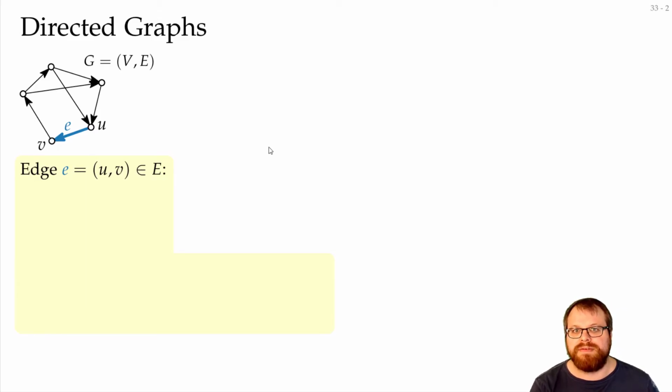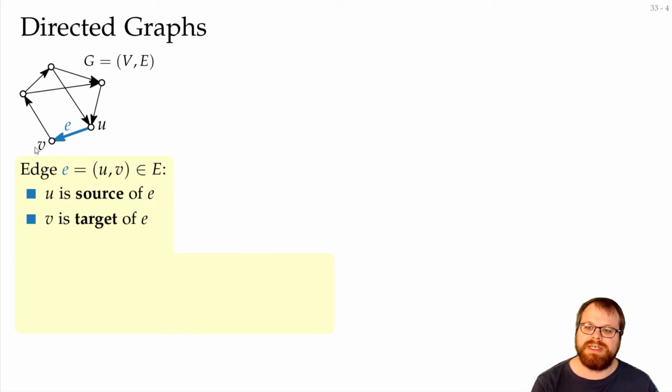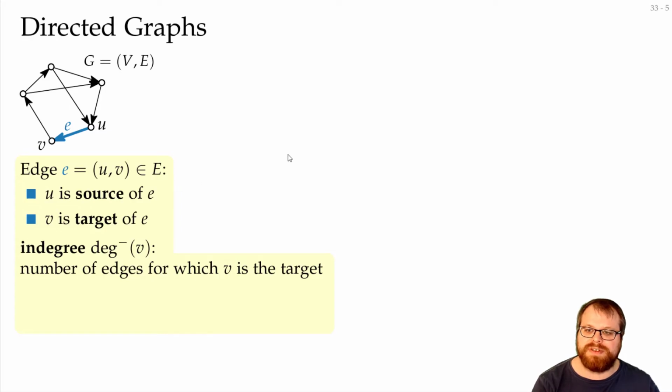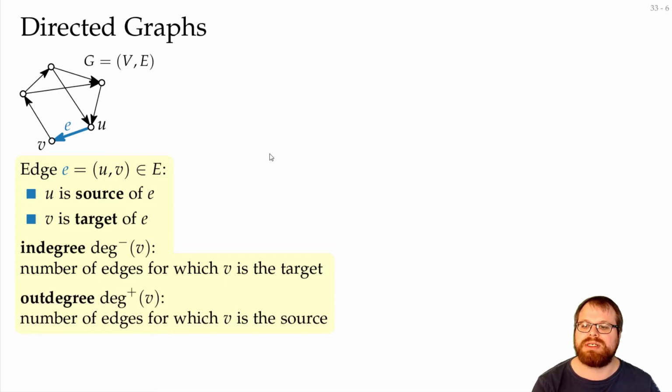And in addition to the definitions on the previous slide, we also say that U is the source of this edge and V is the target. So an edge always goes from the source to the target. Instead of defining just the degree of a vertex, we can now also define the in degree and the out degree. So the in degree tells us how many edges go in, for how many edges is this the target, and the out degree says how many edges go out, for how many edges is this the source.